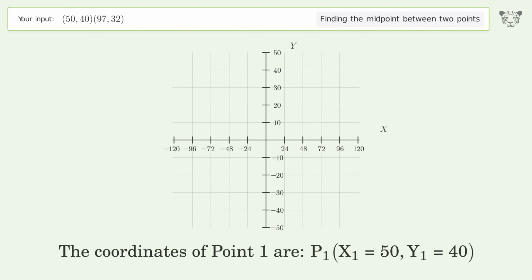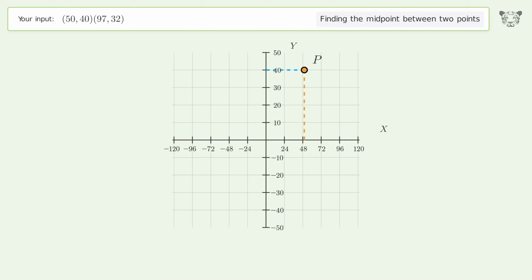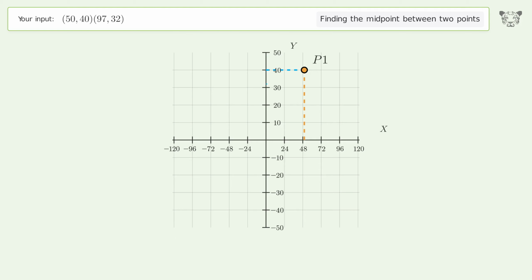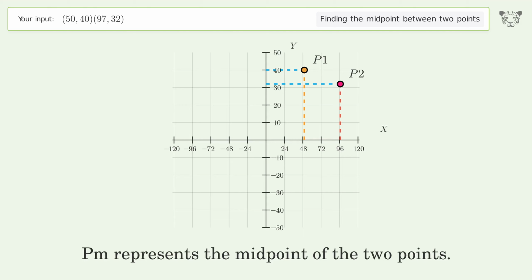The coordinates of point 1 are x1 equals 50, y1 equals 40. The coordinates of point 2 are x2 equals 97, y2 equals 32. PM represents the midpoint of the 2 points.